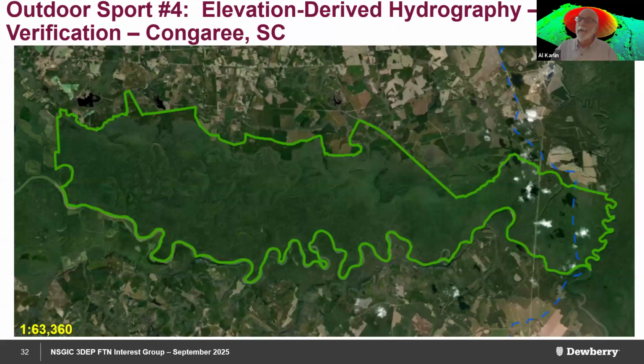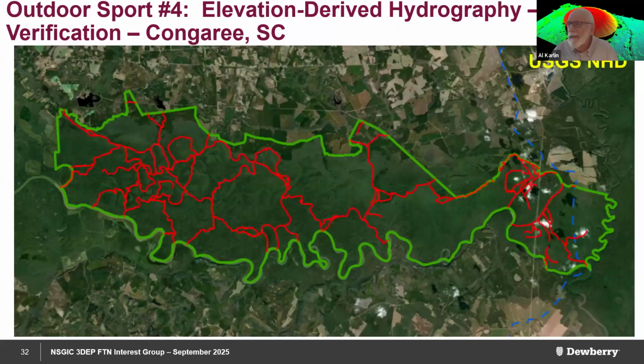So let's go and look at what this looks like. And again, here's our Congaree National Park. And you can see the outline of the HUC. The boundary of the HUC is that blue line. So the park actually goes a little bit beyond it. And at this scale, 1 to 63,360, an inch to a mile, here are the existing NHD lines. These are the ones that were in the NHD geodatabase that was published out.